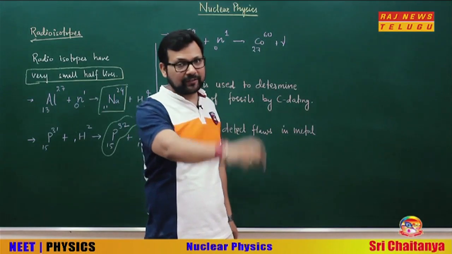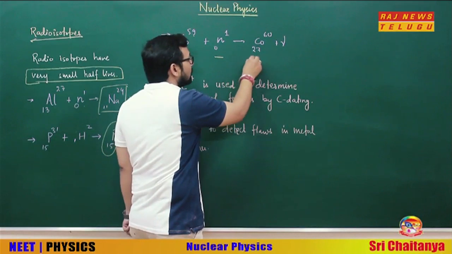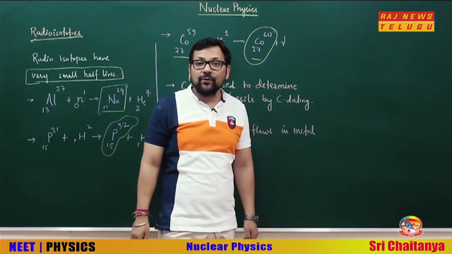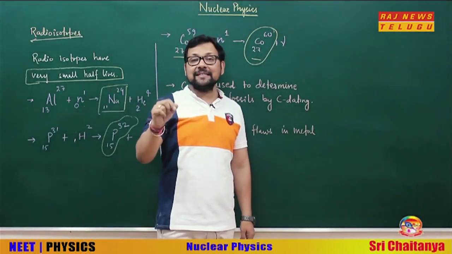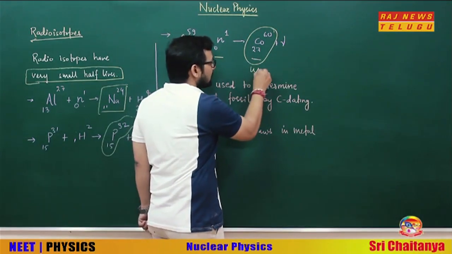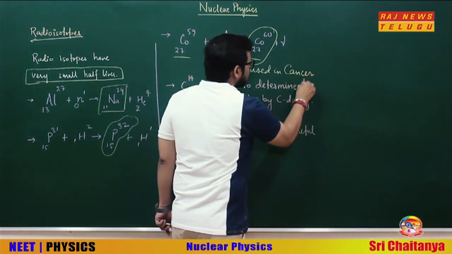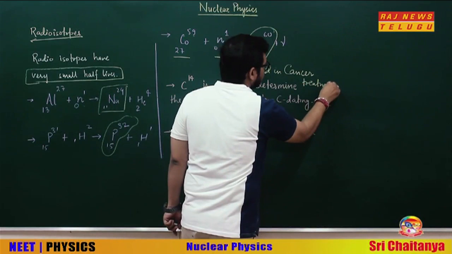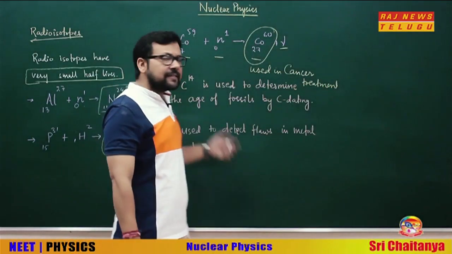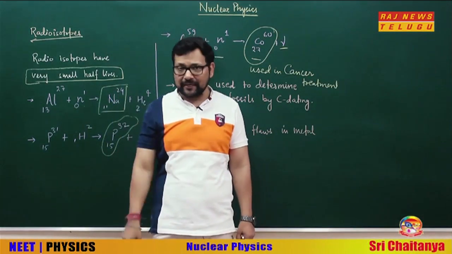And the most important one, see here, cobalt 59, neutron, cobalt 60. What is this? Radioisotope of cobalt, and this is used in cancer treatment. And energy is released obviously. So these were the three examples I gave you to understand that radioisotopes are used in the field of medicine.